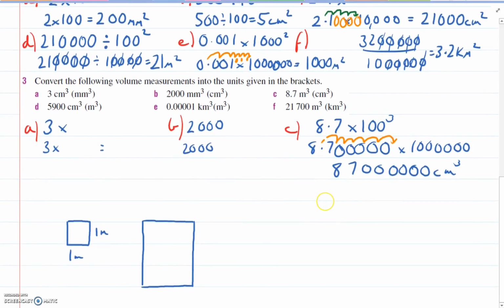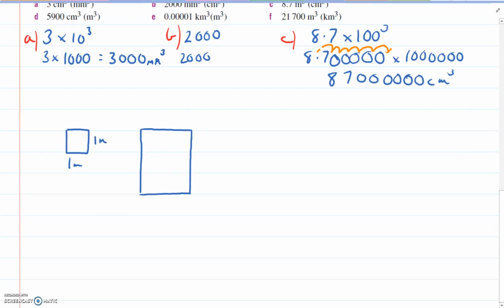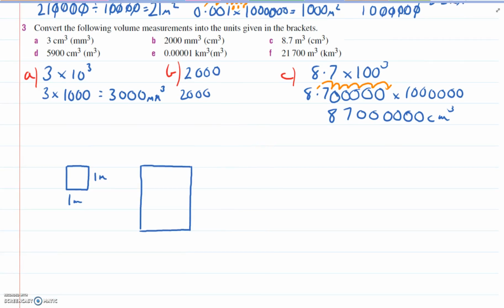Same thing for volume here, so 3 centimeters squared to millimeters cubed, multiplying by 10 cubed, which is 1,000. And millimeters cubed to centimeters cubed is dividing by 10 cubed, or dividing by 1,000, so that's 2 centimeters cubed.